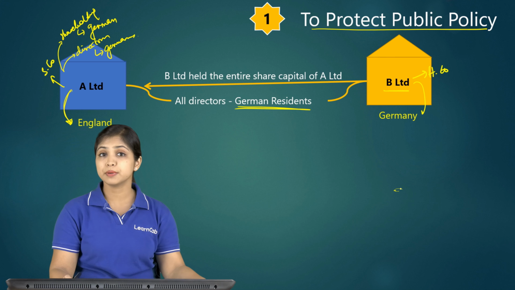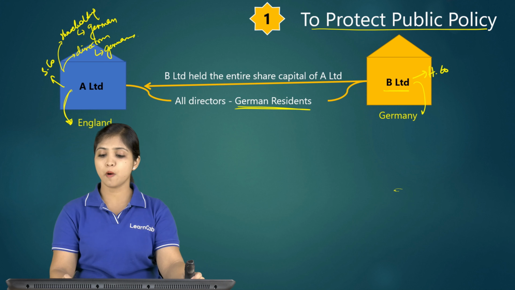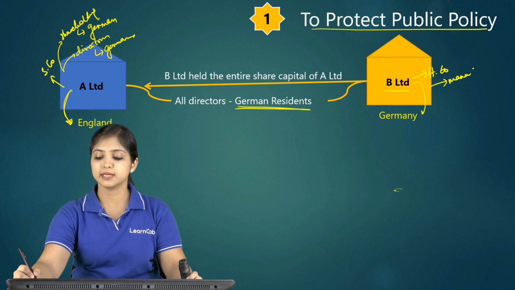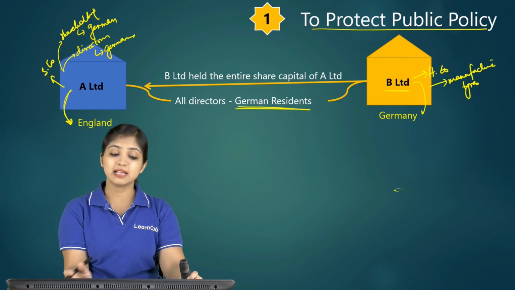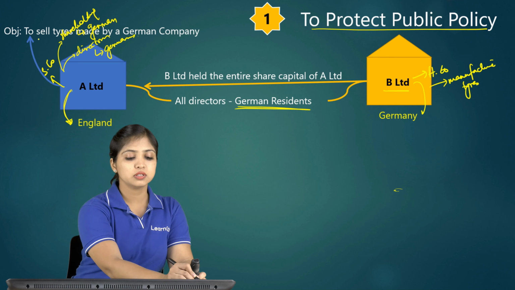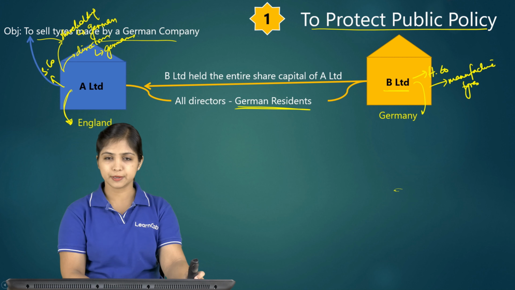Now, why was this company formed? This company was formed because B Limited used to manufacture tires. So B Limited was in the business of manufacturing tires. They wanted to sell these tires in England. So they formed a company, A Limited, in England to sell tires made by the German company.